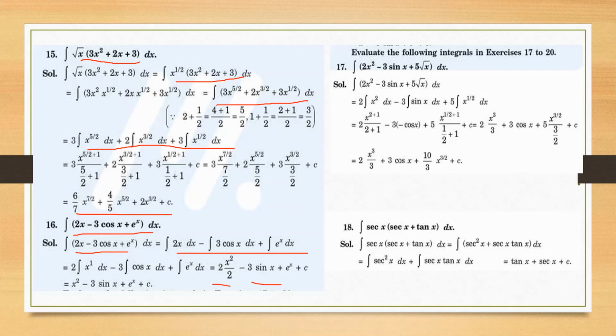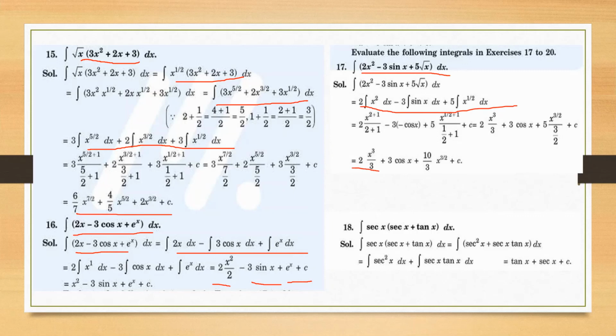It will be like 2x cube by 3. It is minus 3 sin x. So the integral of sin is minus cos. So it will be plus 3 cos x, and it is 5 into x raised to power half plus 1 upon half plus 1, and arrange it to get this answer.